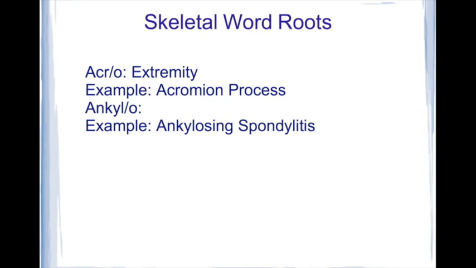Anyway, ankylo means crooked. So when you develop ankylosing spondylitis, again, it can give you kind of kyphosis, where you have that hunchback appearance because you have lost the discs between the vertebrae, so there's nothing keeping them upright. The body just kind of looks crooked, falls over on itself.